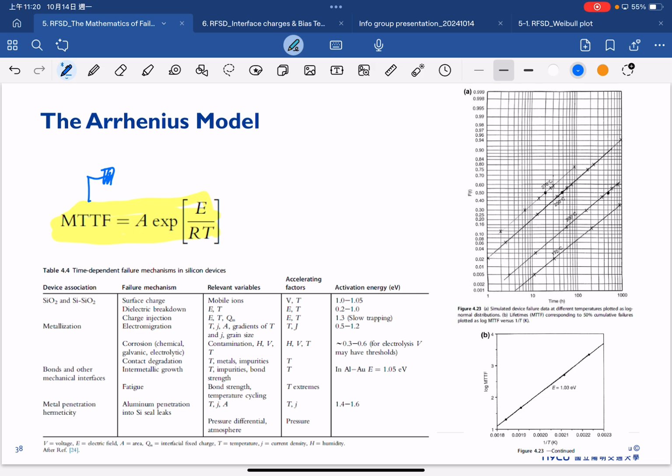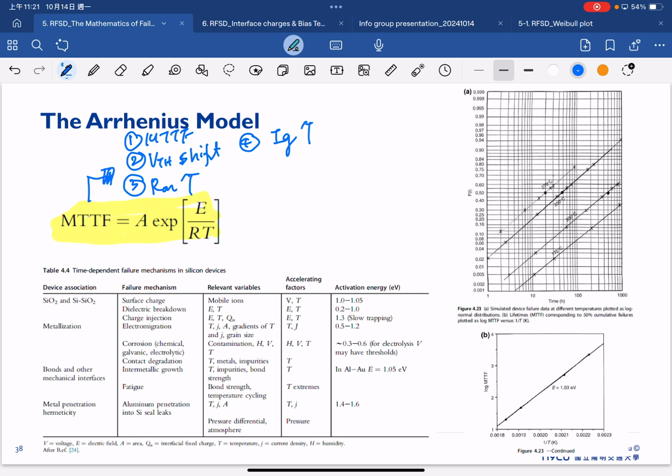For example, we are interested in the TTF. We can also be interested in the threshold voltage shift. We can also be interested in our resistance. We can also be interested in our gate current increase. So basically, for all kinds of shifting parameters that we are interested in, we can always use the Arrhenius equation to calculate the activation energy here.